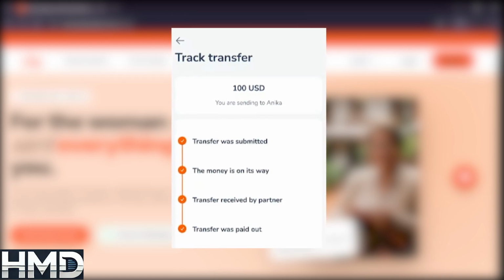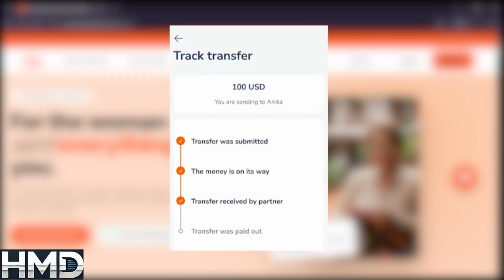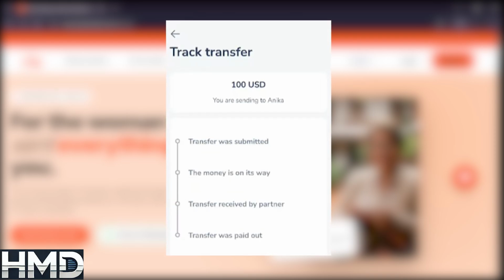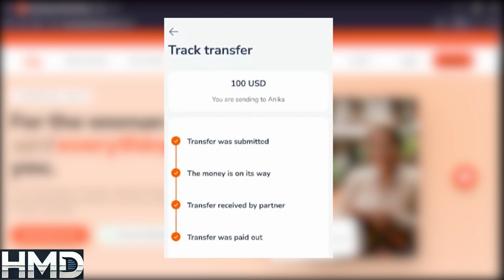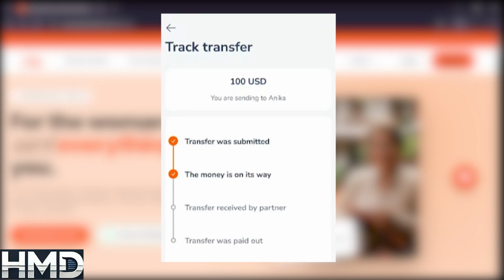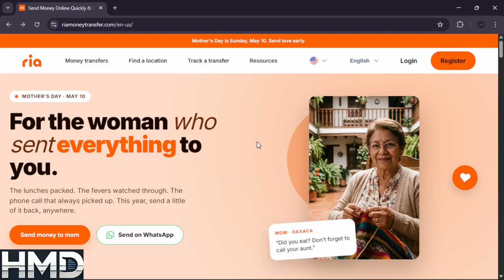of your cash. By tracking, you can see if the money has left your bank or if it is stuck waiting for the receiver to pick it up. It ensures you know exactly which part of the process is slow so you can focus on fixing that specific spot. Next, contact customer support.